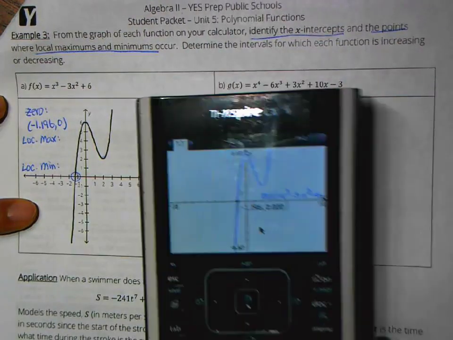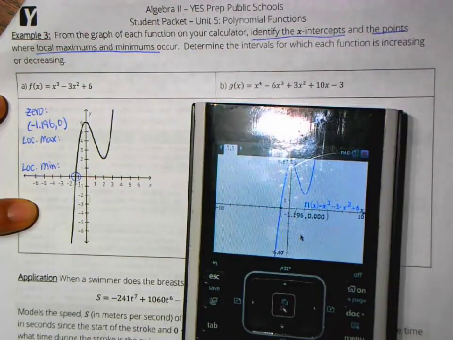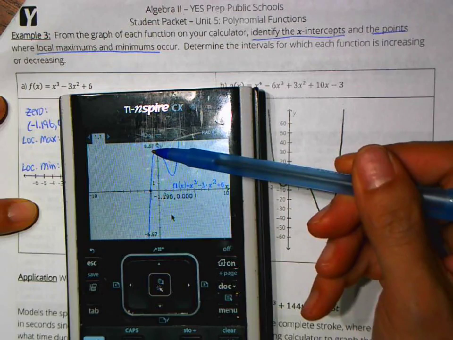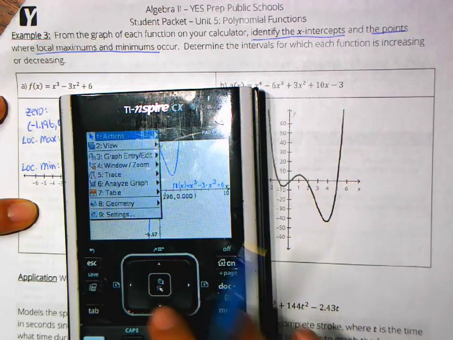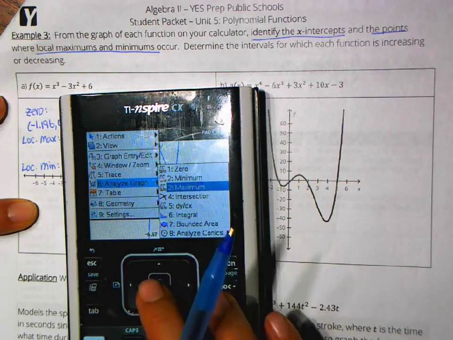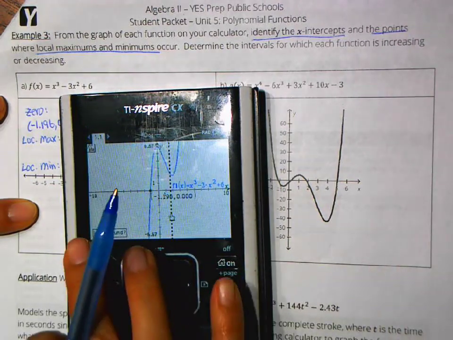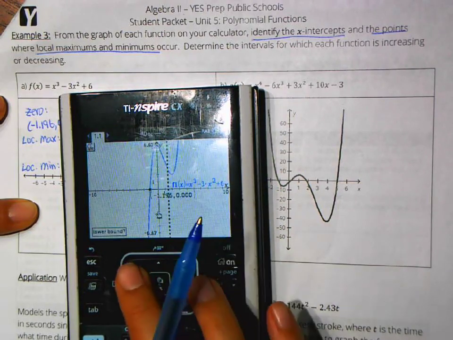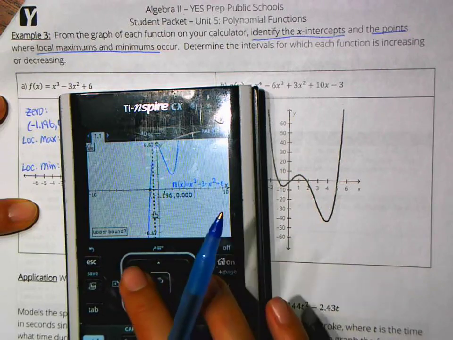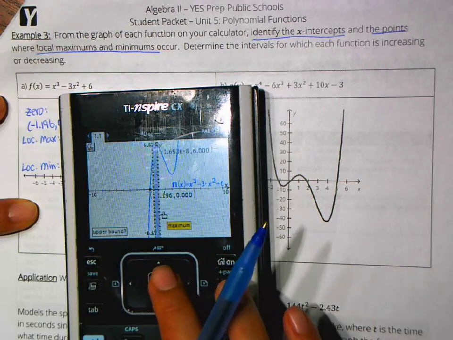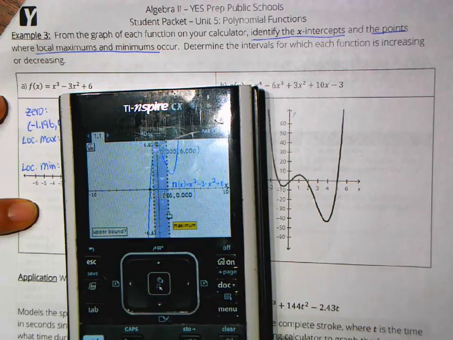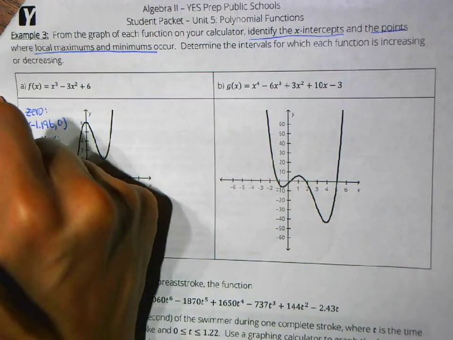So let's make sure we're finding those out. On my calculator, this looks like it's a whole number, but let's make sure. On my calculator, I find that my local maximum is right up here. And I'm going to go analyze graph, maximum. Oops, try that again, analyze graph, maximum. And I'm going to highlight just that area, just that maximum area. You don't want to go too far because you're going to catch some of the other maximum. Okay, that's going to be at 0, 6. So local maximum is at y equals 6.